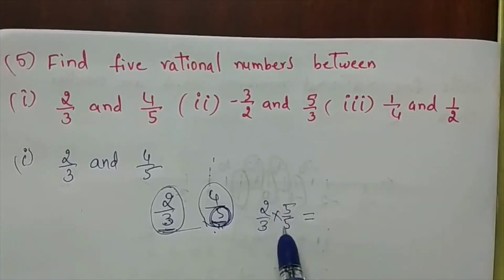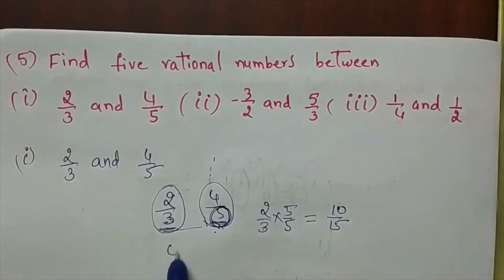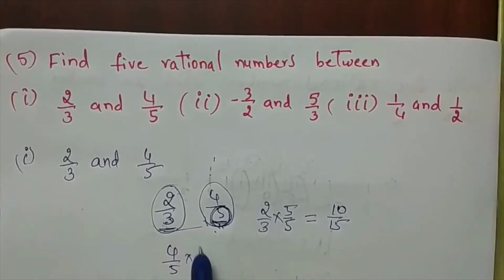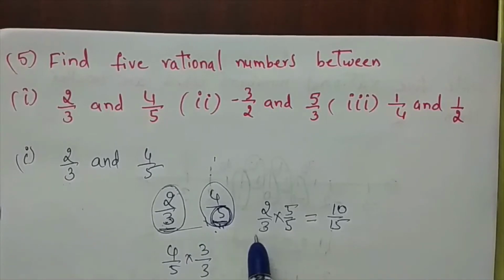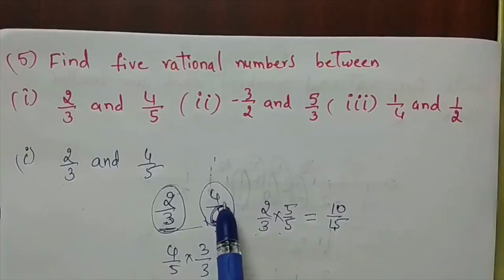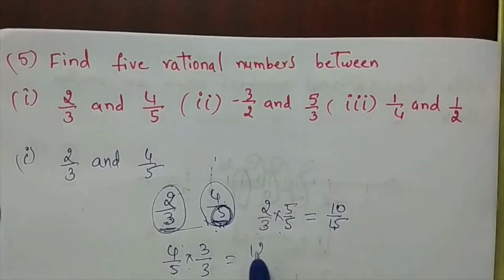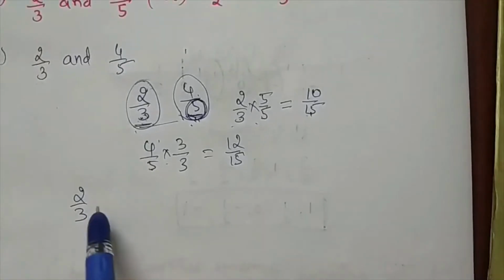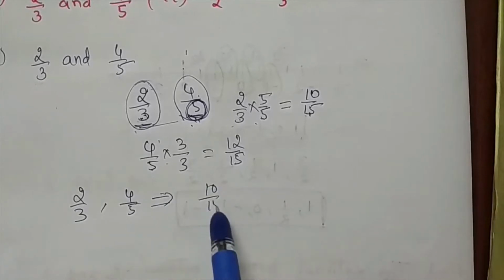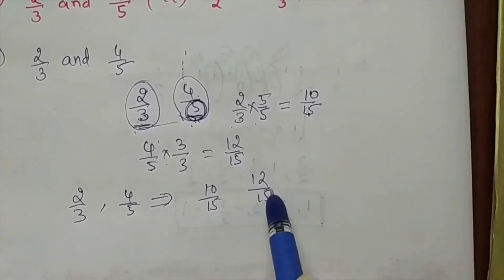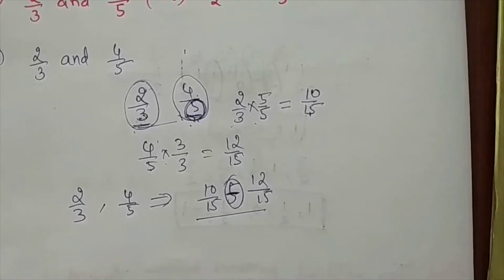So 2 by 3 into 5 by 5 is 10 by 15. And we can multiply 4 by 5 with 3 by 3. This is a simple method of converting given two rational numbers into same denominator. So we can multiply 4 by 5 into 3 by 3. That is 12 by 15. 2 by 3 and 4 by 5 are 10 by 15 and 12 by 15. But we have to find 5 rational numbers between these two.